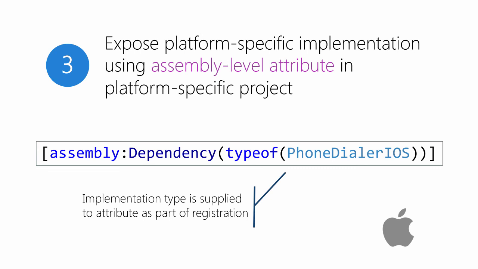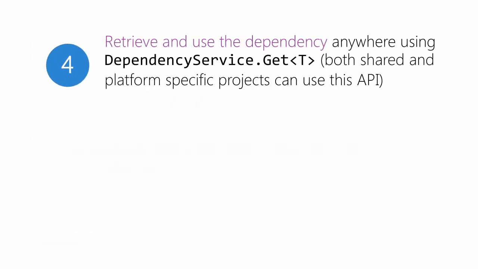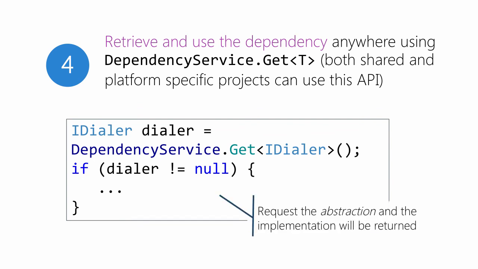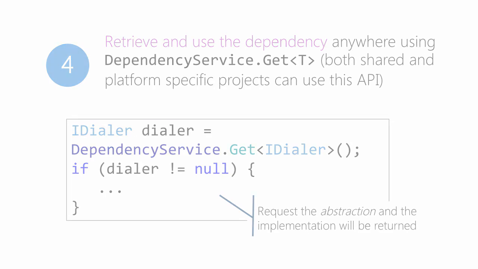This allows you to make runtime decisions about the implementation of the service or to instantiate a service implementation with a parameterized constructor. Finally, anywhere in your app, you can request the abstraction from the dependency service. It will return the first registered class that implements the specific interface or derives from the specified base class. If no class is found, null is returned. This means you can implement a service for one platform, but leave it off for another if it's not possible to implement it or it's optional.